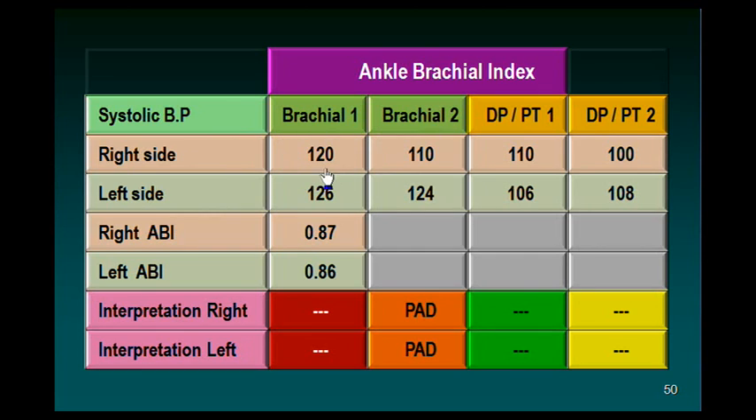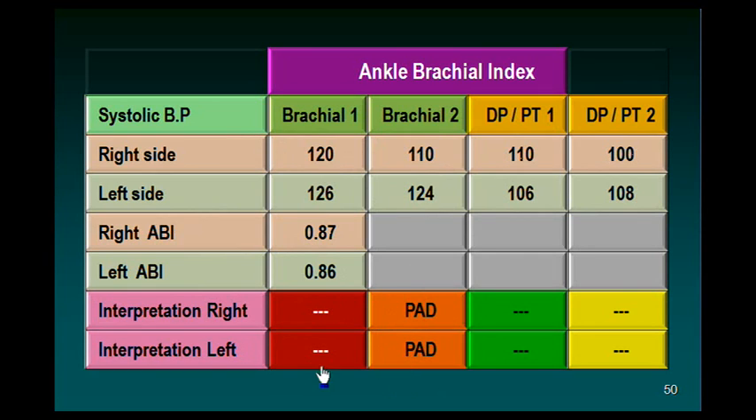So, like in this case, the first brachial reading was 120, second time it was 110, the dorsalis pedis or posterior tibial 110 to start with, second time 100, and here 126 on the left side, 124 second reading. The pedal pulse pressures were 106 and 108. Once you put those numbers, immediately the ABI is calculated by the program, and it says right ABI is 0.87, left ABI is 0.8, and it gives the interpretation because both the values are less than 0.9, in both the limbs there is evidence of PAD.